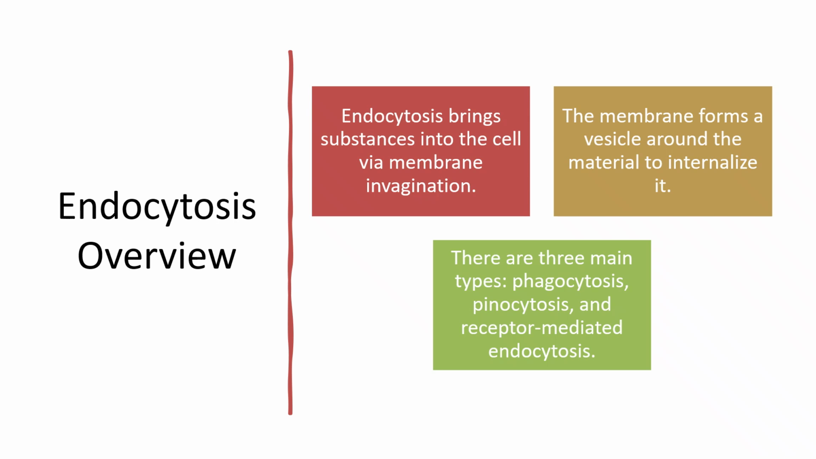Endocytosis is the process of bringing materials into the cell. The plasma membrane folds inward and encloses the material in a vesicle. This is how cells internalize nutrients, remove pathogens, and regulate surface proteins.